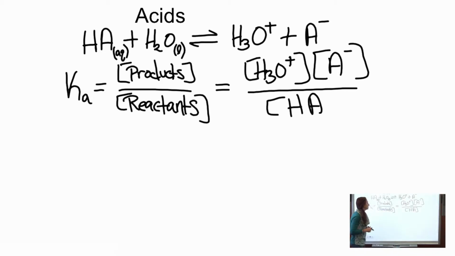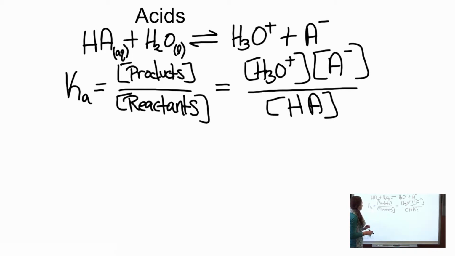So we know that the larger Ka gets, the stronger your acid is, because that's saying that it's more willing to give up its proton. And so that means that as you increase the concentration of your hydronium and your anion, your Ka is going to increase, so your acid is going to be stronger.